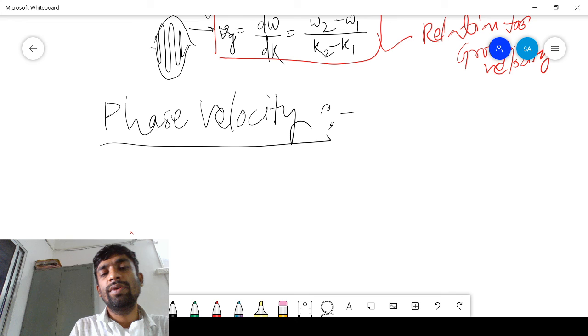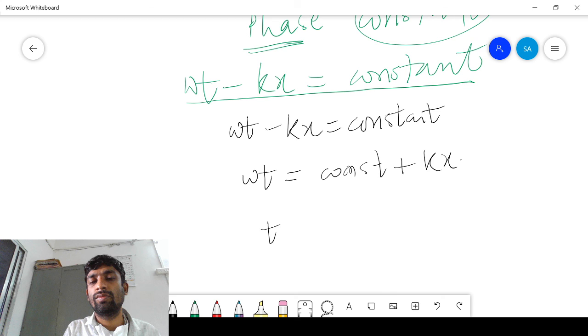So what is the value of omega t? Omega t is equal to the constant plus kx. If you differentiate this equation, we have to remove this term. So omega t is equal to constant plus kx.